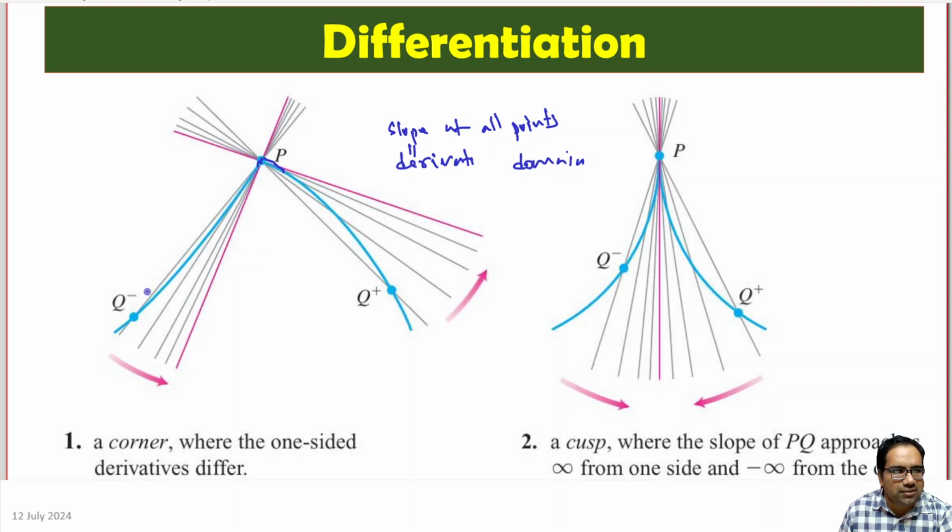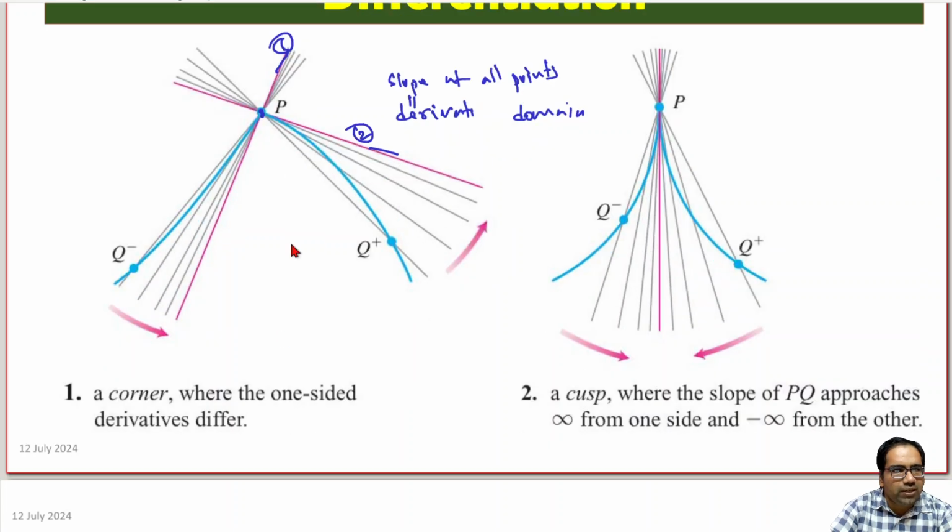If we are taking this left side of the graph, then this pink line looks like the tangent. But if you are taking this part of the graph, the second pink line, this is 1 and this is 2, this is appearing like the tangent. So at this point P, clearly there is no way of identifying what exactly is the tangent. We cannot tell what exactly is the derivative, what exactly is the slope at this point P. So this function is not differentiable at this point P. We call this a corner, where one side of the derivative is differing from the other side of the derivative.